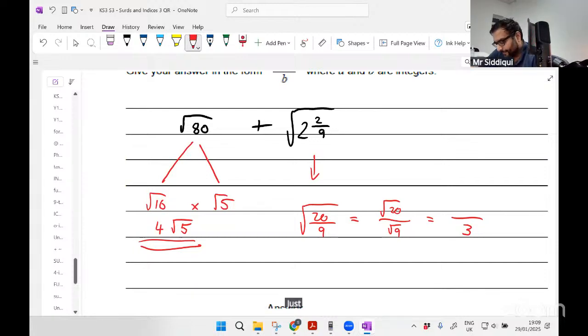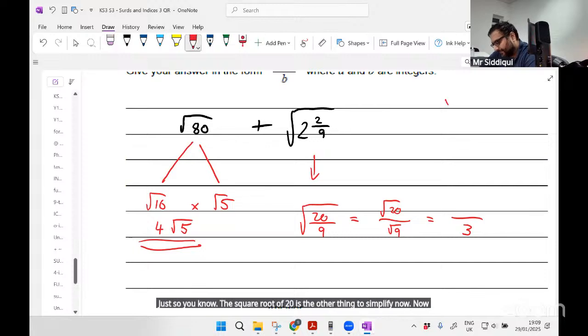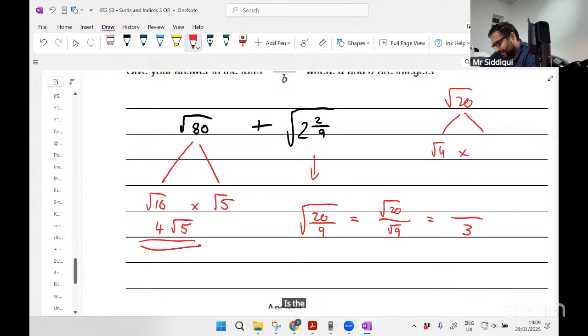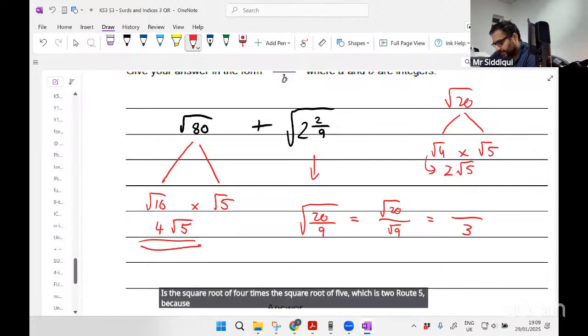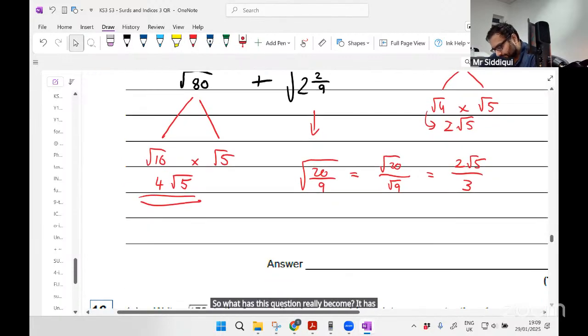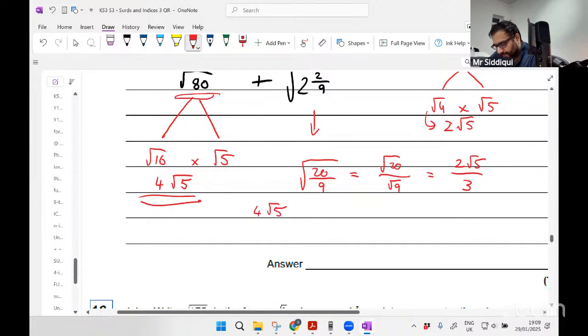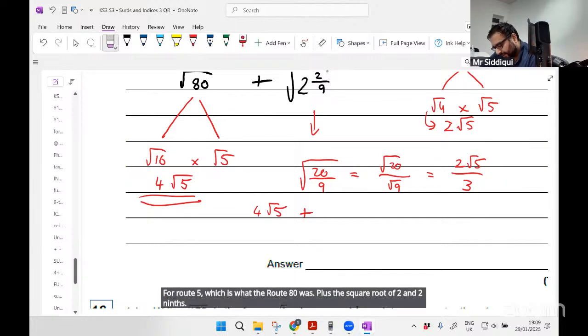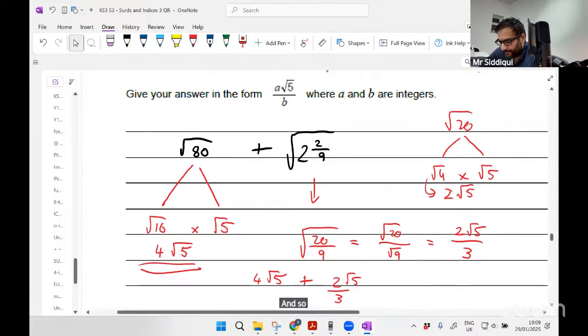The square root of 20 is the other thing to simplify now. So you've got to do loads of different bits in this question. It is the square root of 4 times the square root of 5, which is 2 root 5, because that root 4 turned into 2. So now what I've got is 2 root 5 over 3. So what has this question really become? It has become 4 root 5, which is what the root 80 was, plus the square root of 2 and 2 ninths, which I've just worked out as being 2 root 5 over 3. And so we're more or less there.